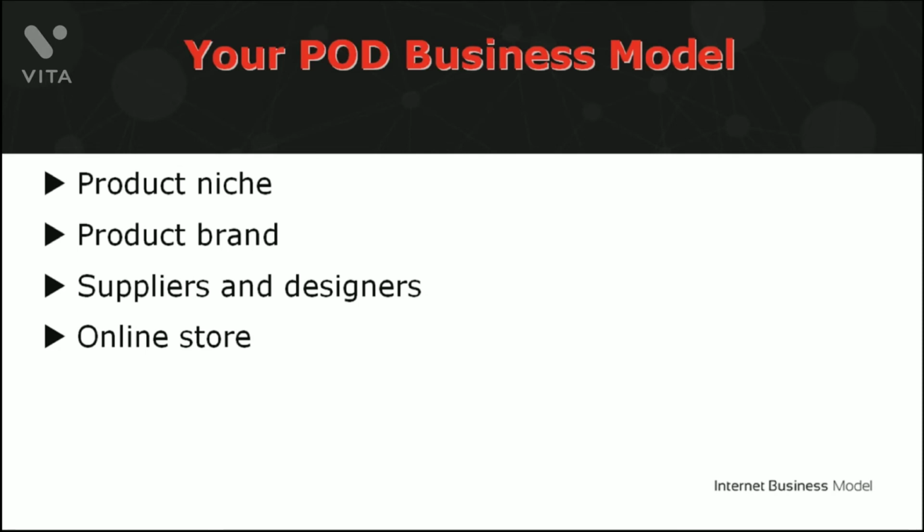For your POD to work, you must first have: 1. Product niche. It can either be clothing, appliances, bags, or anything that you find interesting and in demand. 2. Product brand. Remember to give your business a brand to help customers identify your service easily. 3. Supplier and designer. List them down so you won't have to be in constant search for more suppliers and designers. 4. Online store. A Shopify online store, Facebook, or Instagram accounts are all you need.